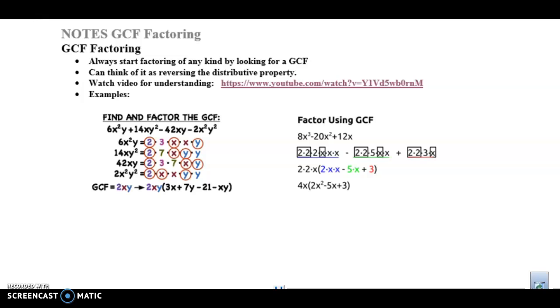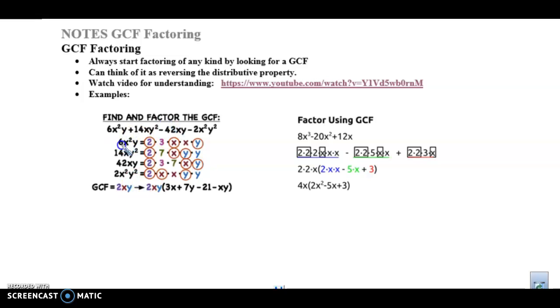Alright, so here's a couple examples. The first one is find and factor the GCF. And what they have done is they took 6x squared y plus 14xy squared minus 42xy minus 2x squared y squared. And what they did is they broke it down into individual terms so they can find the common denominators.